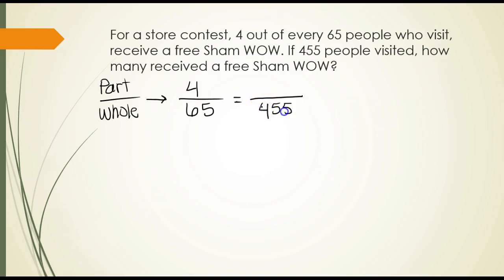So I'm going to put that down here. And now I just have to figure out 65 to 455. Going back to this, we have a small number going to a big number. So what do you think we're doing? Are we multiplying or are we dividing? Good, we're multiplying. And remember, the easiest way to go backwards, I'm going to type in 455 divided by 65 on my calculator. Hopefully you got this too, times 7. Which means I'm going to multiply this by 7, which gives me 28. So 28 people got a free Sham WOW.